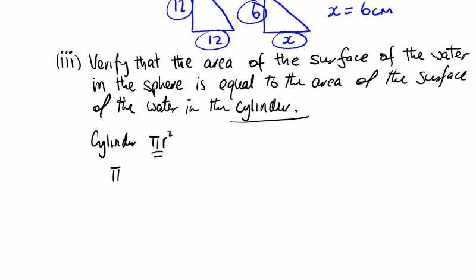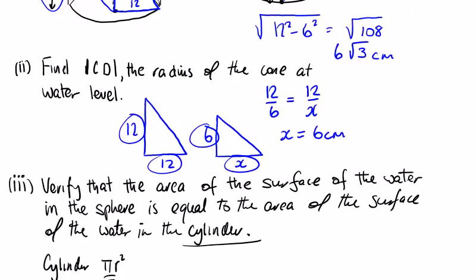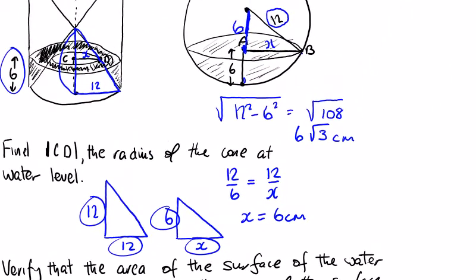So we have pi by 12 squared minus pi by 6 squared, which is 144 pi minus 36 pi. We can leave it in terms of pi here. That's 108 pi. And if we look at the sphere, this was the radius.